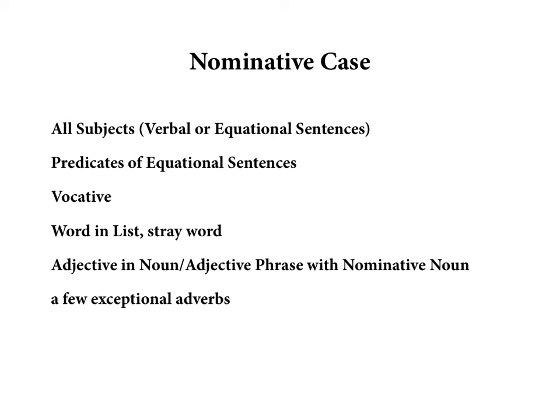So the nominative case marks all subjects of verbal and equational sentences, predicates of equational sentences, whether they are nouns or adjectives, and the normal vocative. In other words, the word after ya is going to be nominative, although without nunation. Nominative also marks words in lists and stray words, and of course, any adjective in a noun-adjective phrase with a nominative noun is also going to be marked nominative because adjectives agree with their nouns in noun-adjective phrases. And we do have a very few exceptional adverbs that are also marked nominative.